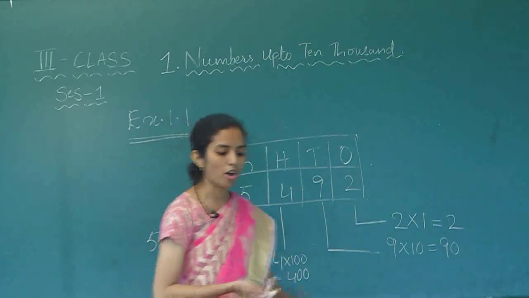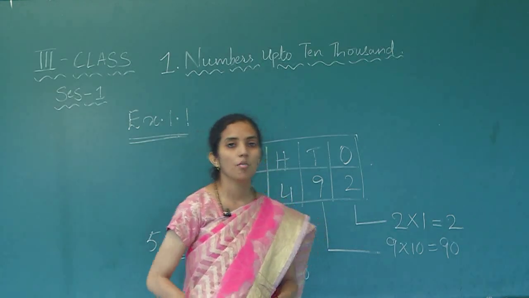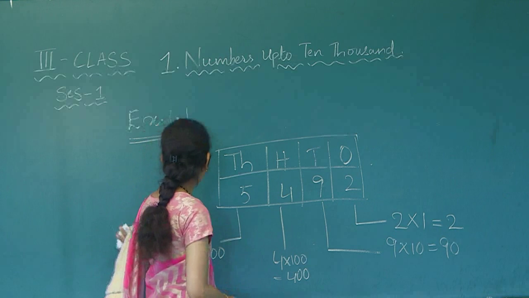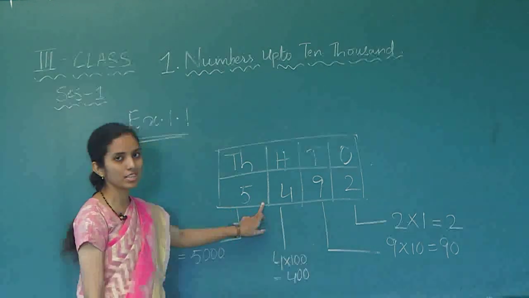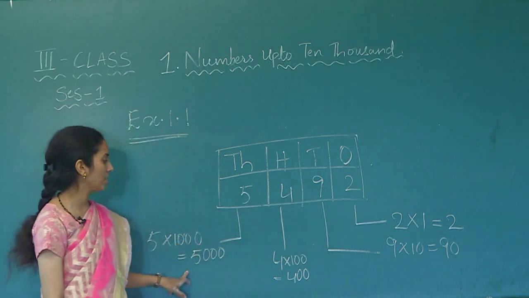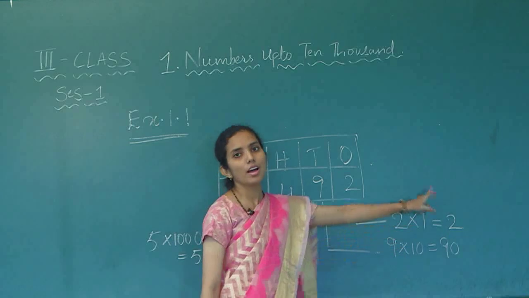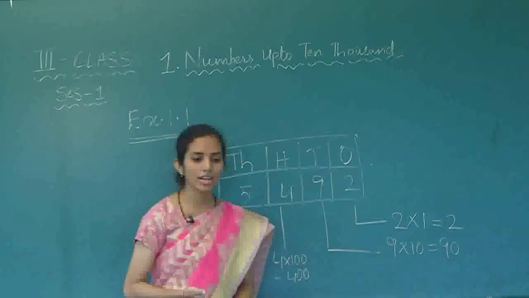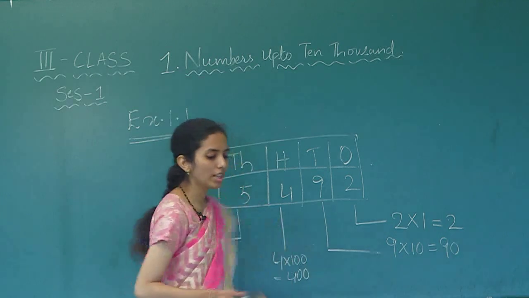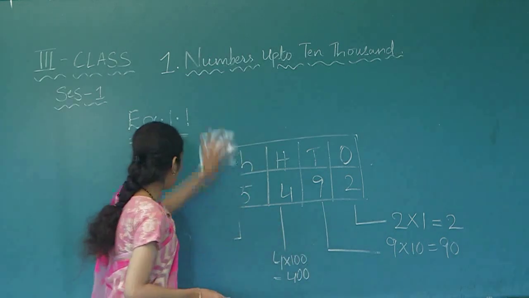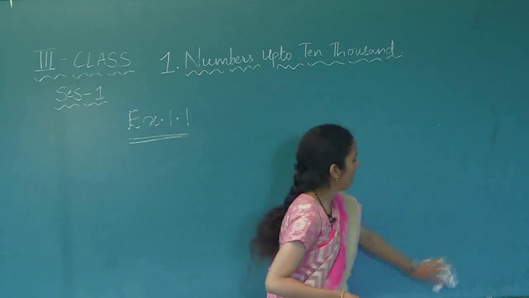Now, using this concept, we can write the expanded form of numbers. What is the expanded form of a number? Expanded form of a number is nothing but, if a number is given, you have to write how many thousands are there, how many hundreds are there, how many tens are there, and how many ones are there. For example, we have been given 3475. 3475 should be written in expanded form.